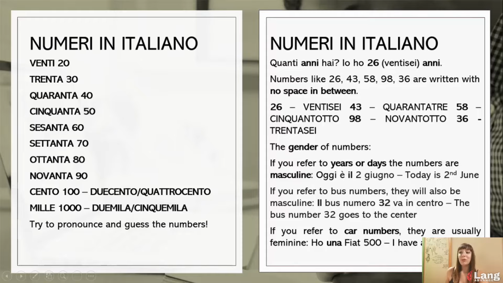If you refer to car numbers, you will need to use the feminine. Okay, cars are usually feminine. So if you want to specify that you have a Fiat 500 or even a Mercedes or Lamborghini or Ferrari, they are all feminine. Even when you want to specify the model of the car, you will use the feminine always.